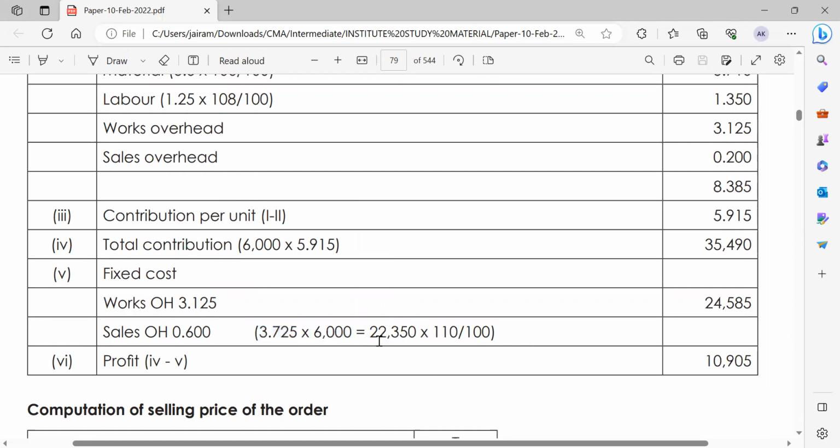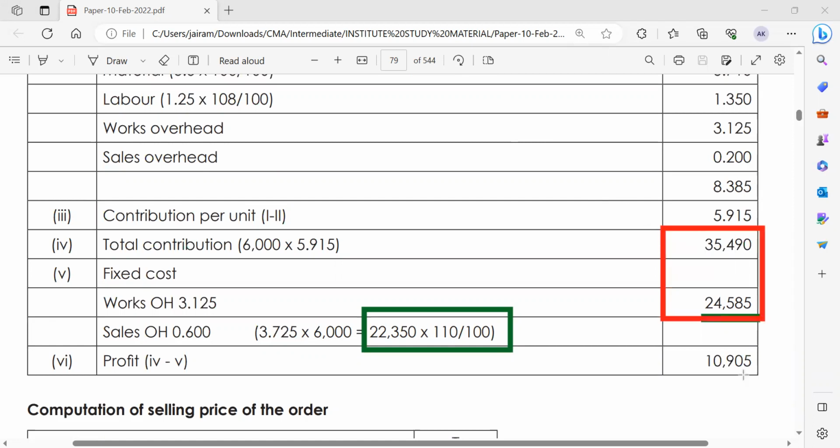Now multiply by 6,000 units. So you get your fixed cost. If you prepare a first marginal cost statement, then this will be the fixed cost in that. The second one has a 10% increase, so multiply by 110% and you will get this. Then contribution minus fixed cost gives us profit. So after the increase in price, our profit is 10,905.